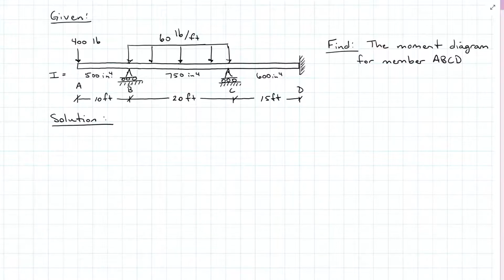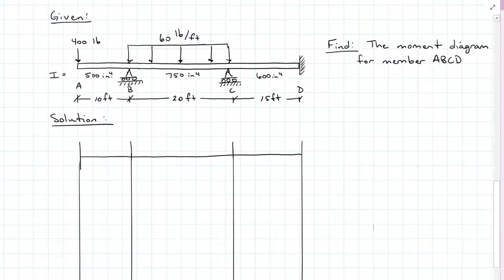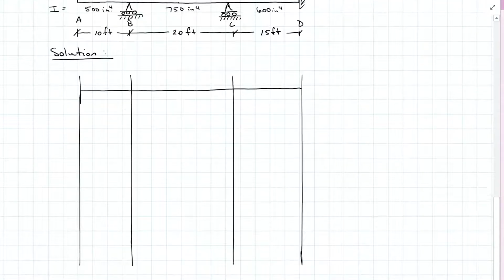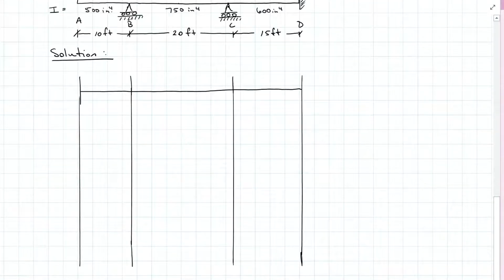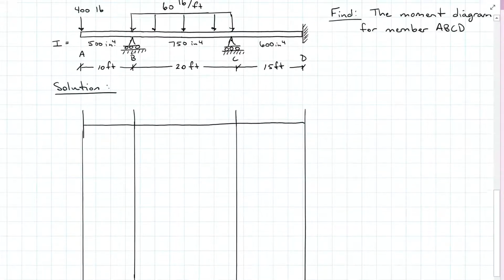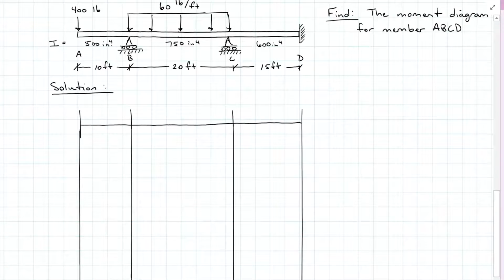Now, I said we're assuming constant cross-section of material. Well, it's constant between the supports, so we're good here. I want to find the moment diagram for member ABCD, and I'm going to do that with moment distribution method. I like to start out here with my little diagram. And the first thing that we need are our fixed end moments.